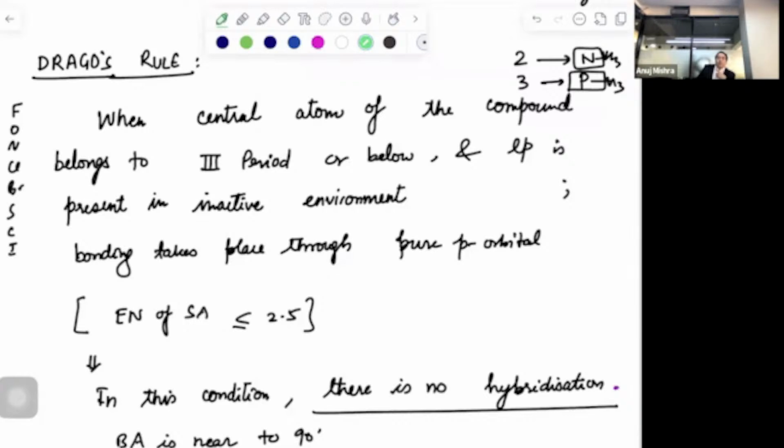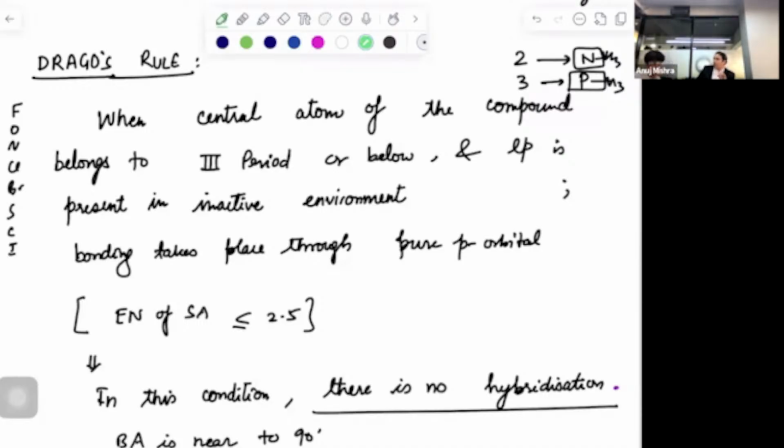So Drago's rule: when the central atom of the compound belongs to the third period or below, and the lone pair is present in an inactive environment, that means the lone pair is not supporting or taking part in anything. Bonding takes place through pure orbitals. Condition applied: the electronegativity of the SA, the surrounding atom, is less than or equal to 2.5.